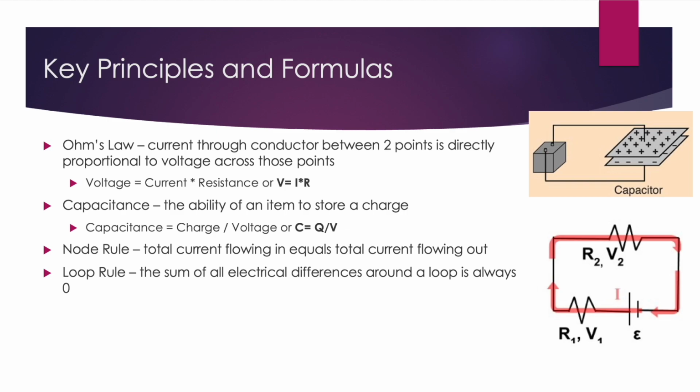The two rules we will utilize are the node rule and the loop rule. The node rule is that the total current flowing in is equal to the total current flowing out of a system. The loop rule is that the sum of all electrical differences around a loop is always zero.